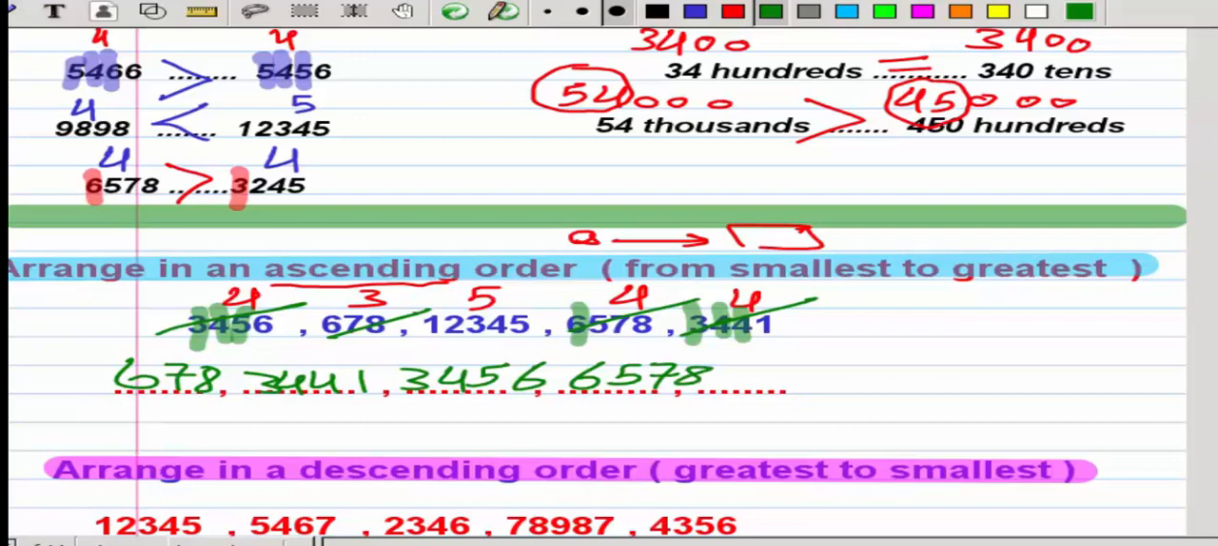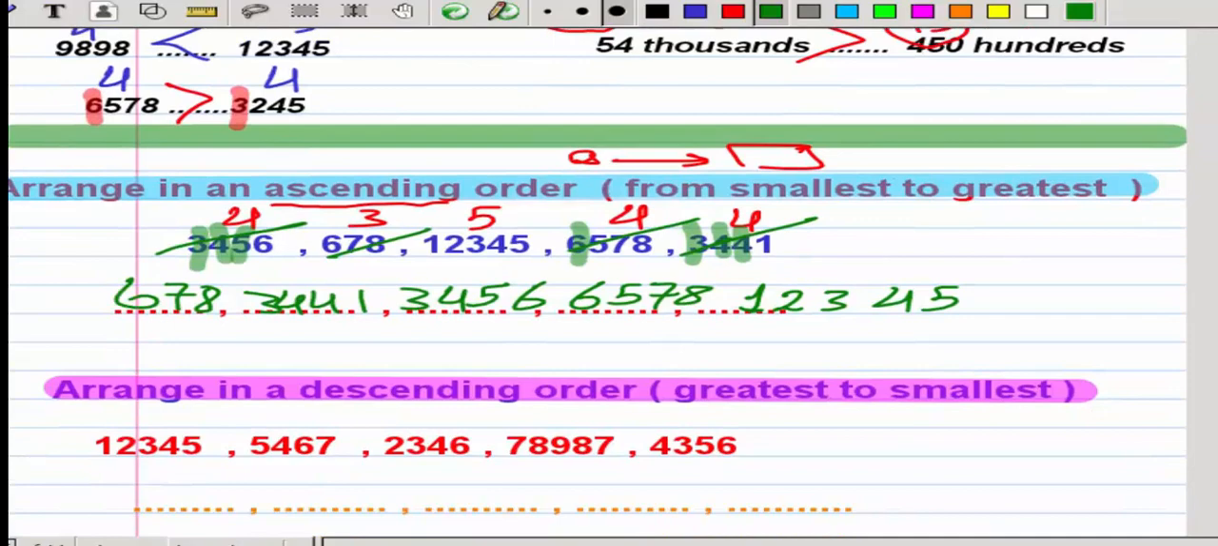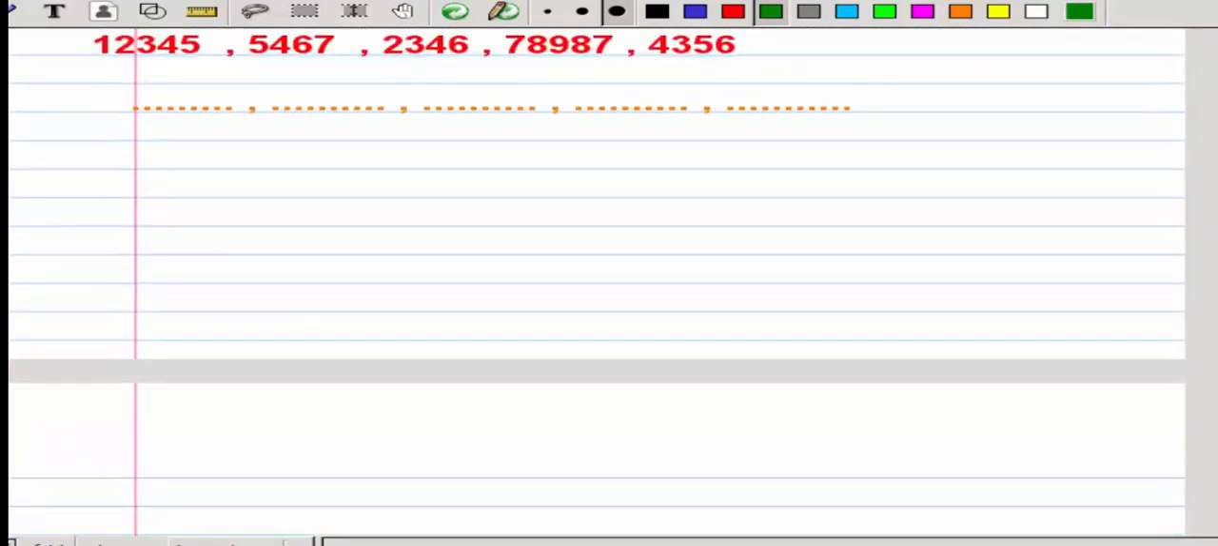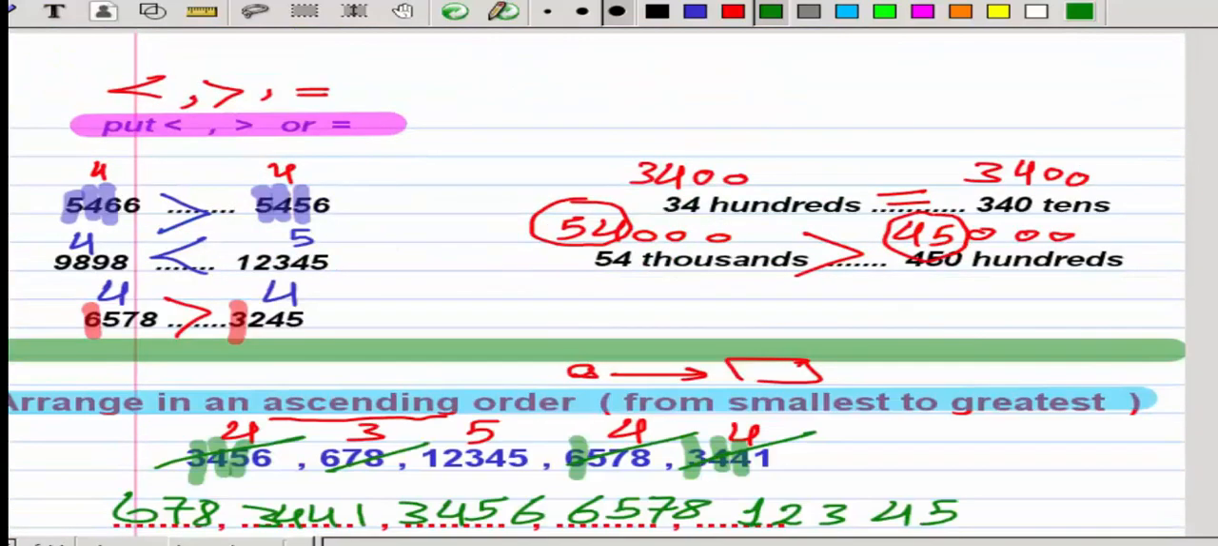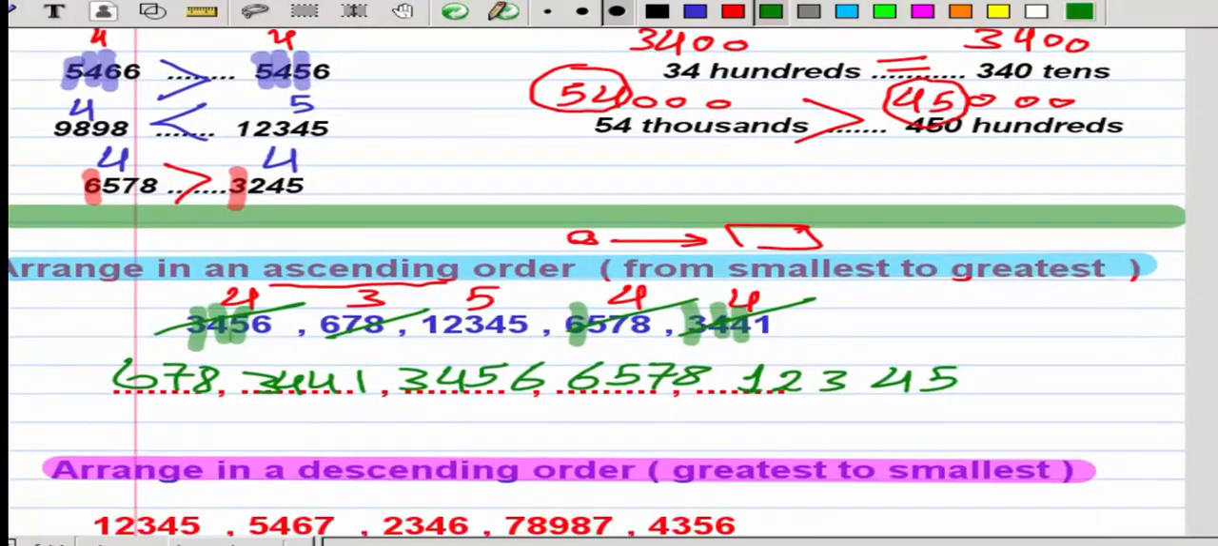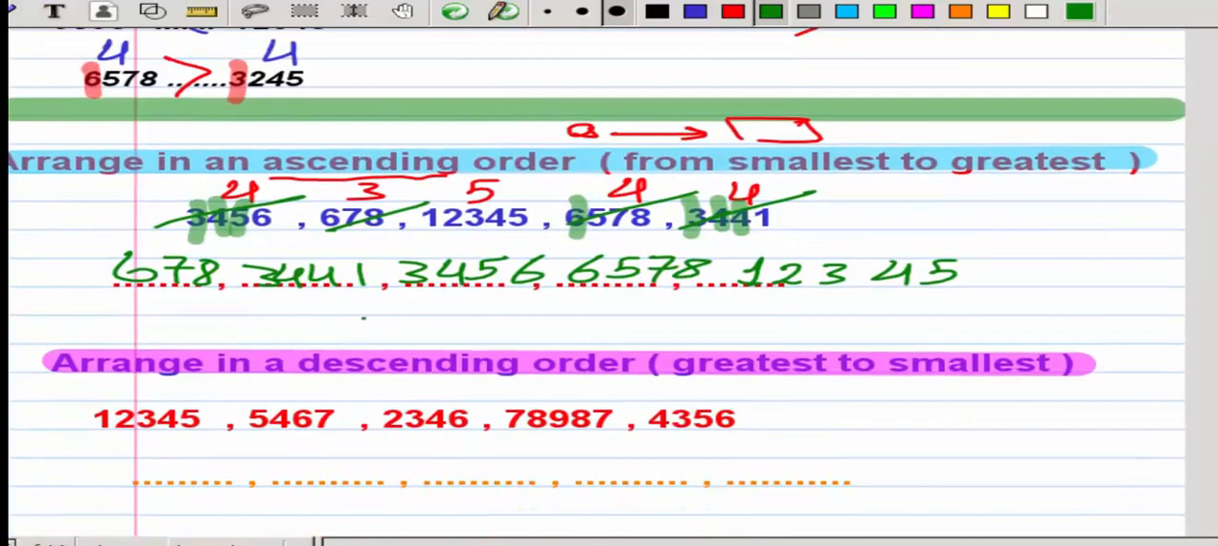And here is the greatest number, 12,345. He said arrange in a descending order. What's the meaning of descending order? From greatest to smallest. Again, he said descending order. Be careful. Here he said descending. We have D, descending order, from greatest to smallest.